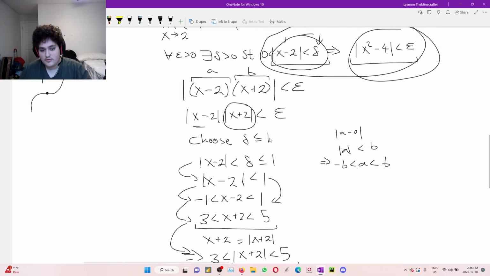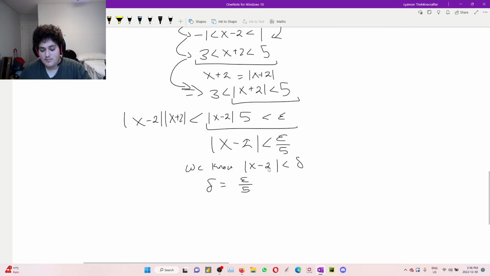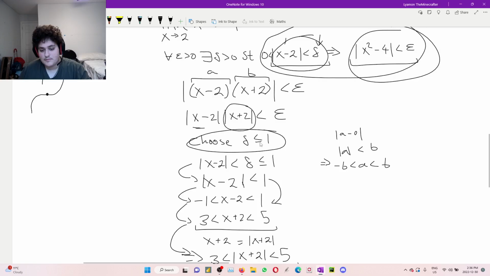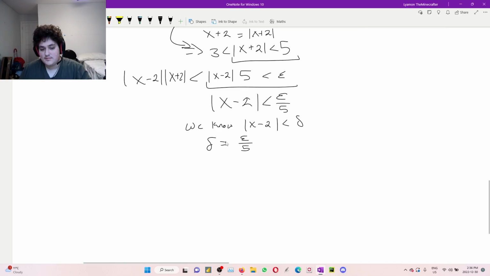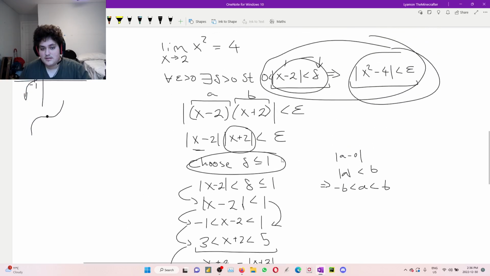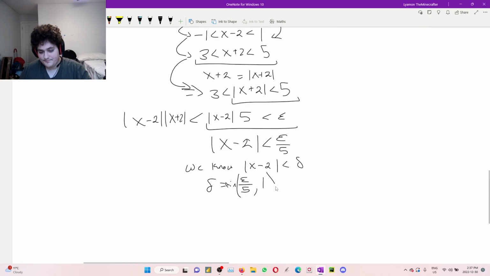But the only thing is, we made this assumption here. It is possible that epsilon over 5 will be greater than 1, but we said it has to be less than or equal to 1, so I'm just going to say that it has to be the minimum of this and 1, right? So that way, if epsilon over 5 is greater than 1, delta will be 1. If epsilon over 5 equals 1, delta will be 1. If epsilon over 5 is less than 1, delta will be epsilon over 5.